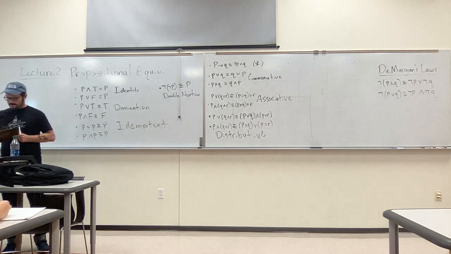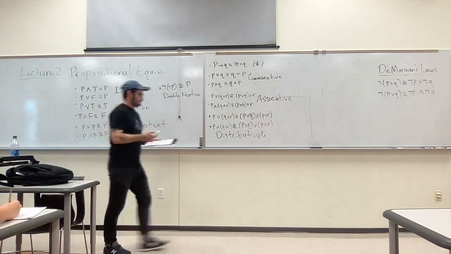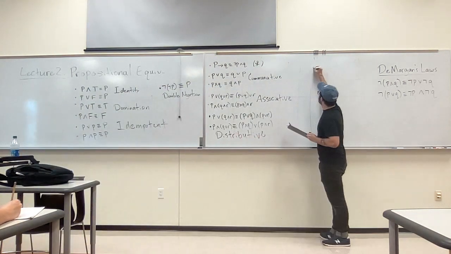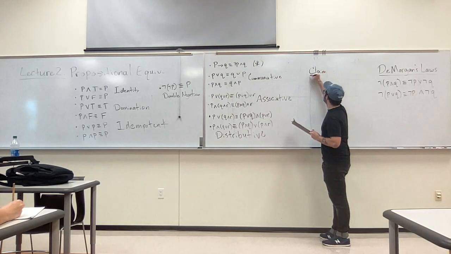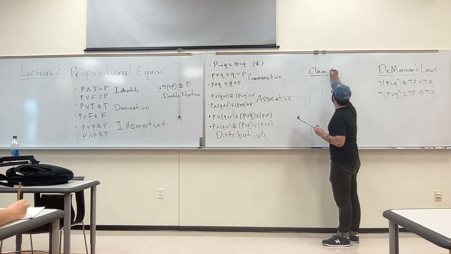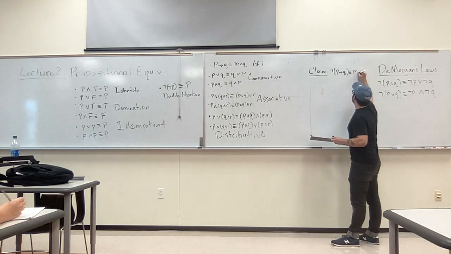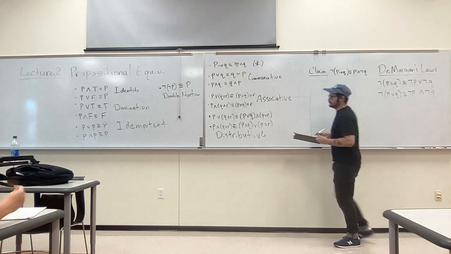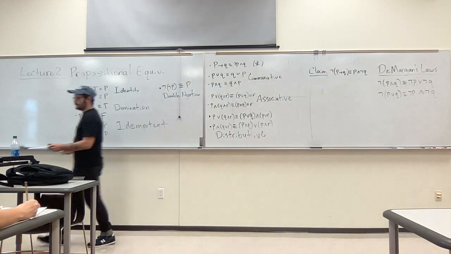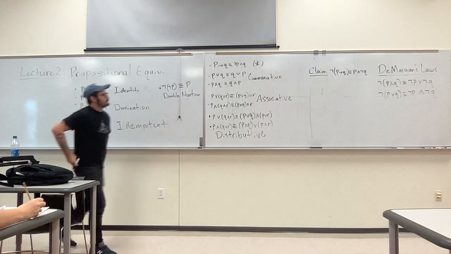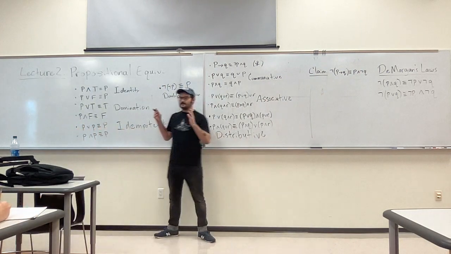So what does this one say? This is negation. Oh, this is an important one. So, claim: the negation of if P then Q is logically equivalent to P and not Q. Okay, so we could establish this with a truth table.